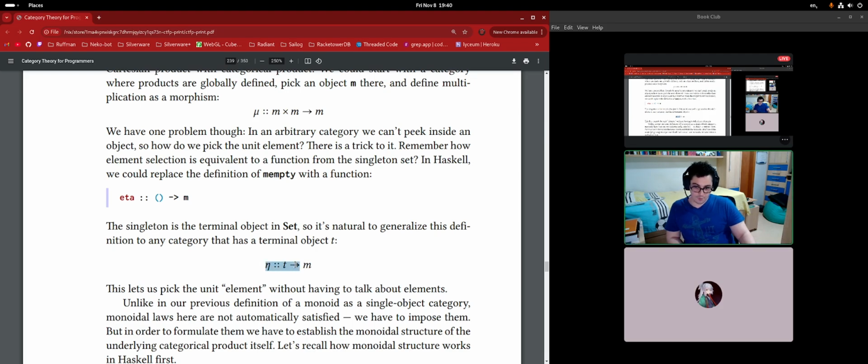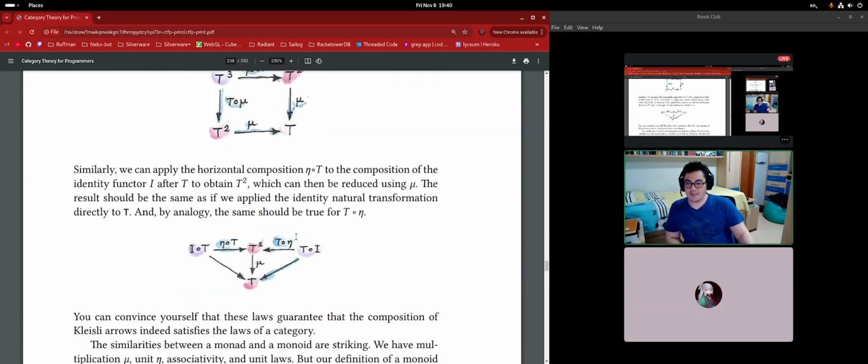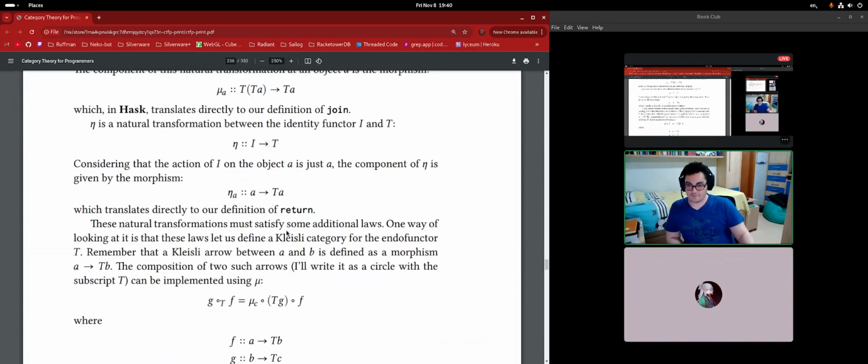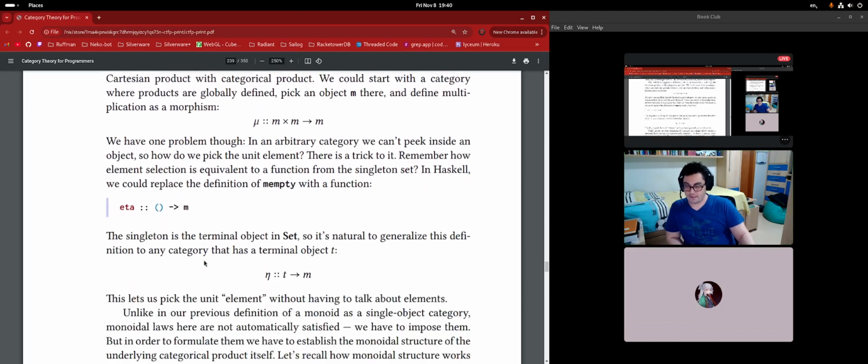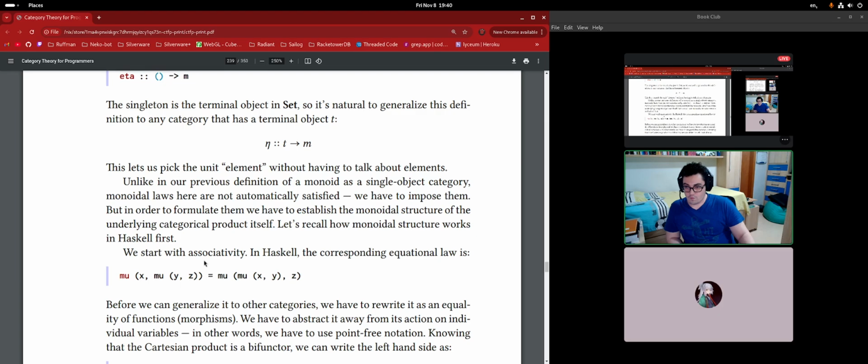So this is now the new eta. It takes the terminal object and returns M. There's a difference between that eta and this one: this one is the terminal object, and then the element. You need to try to see the parallels in there. Unlike our previous definition of a monoid as a single object category, monoidal laws are not automatically satisfied. We have to impose them.